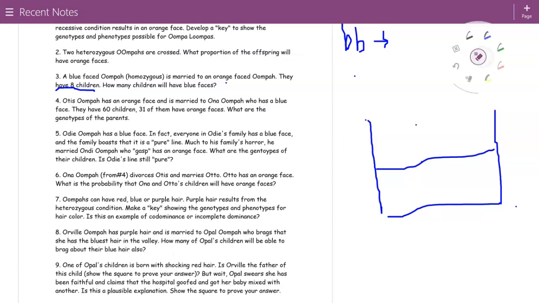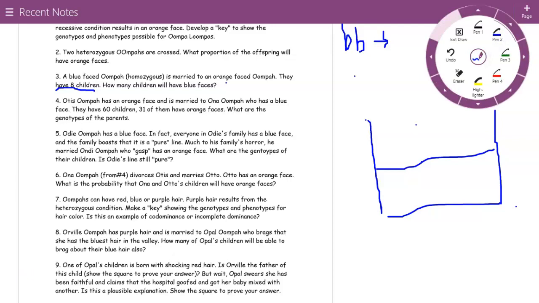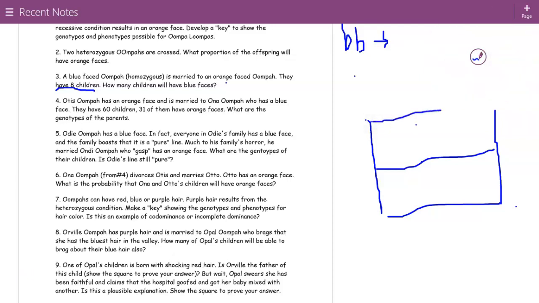All right, here we go. I am learning how to use a computer. I have a feeling there's another Punnett square here. Okay, number 4, right here. Otis Oompa has an orange face and is married to Ona Oompa, who has a blue face. They have 60 children. 31 of them have orange faces. What are the genotypes of the parents? Okay, I don't know. That's 60 and 31 kids. That's confusing. Okay, where do I begin?